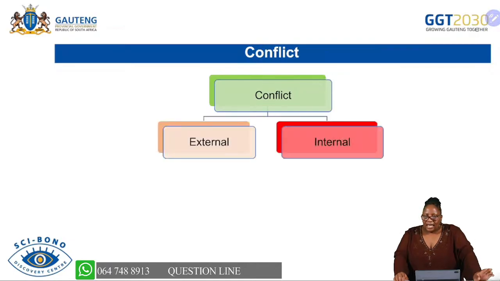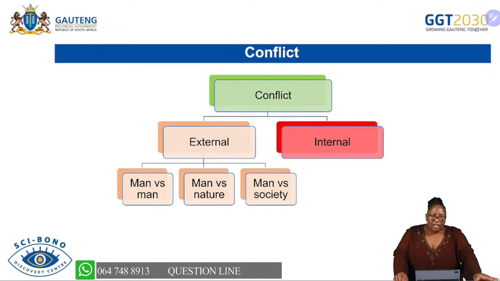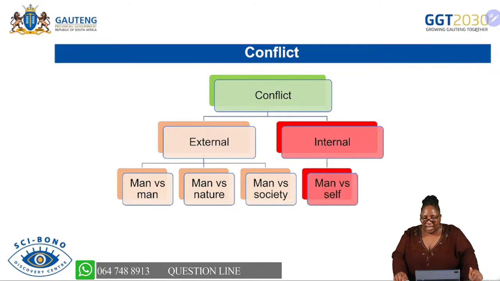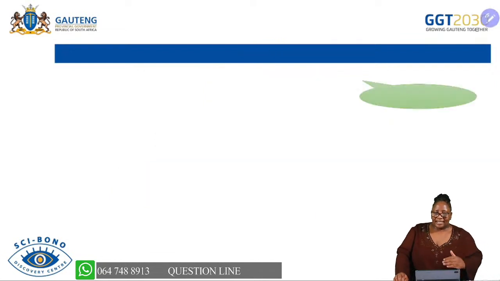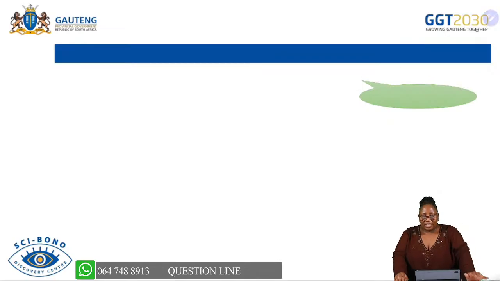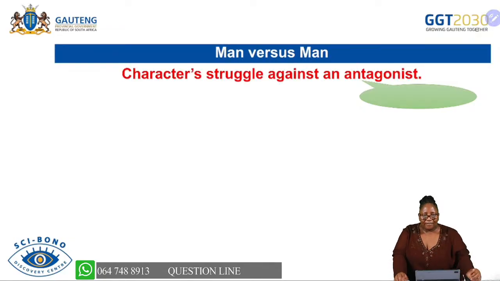Conflict can be external or can be internal. Conflict can be from man to man, or man versus nature, or man versus society, or it can be man versus self. That is internal conflict. External, it will be with other people. Internal, it should be man to himself.